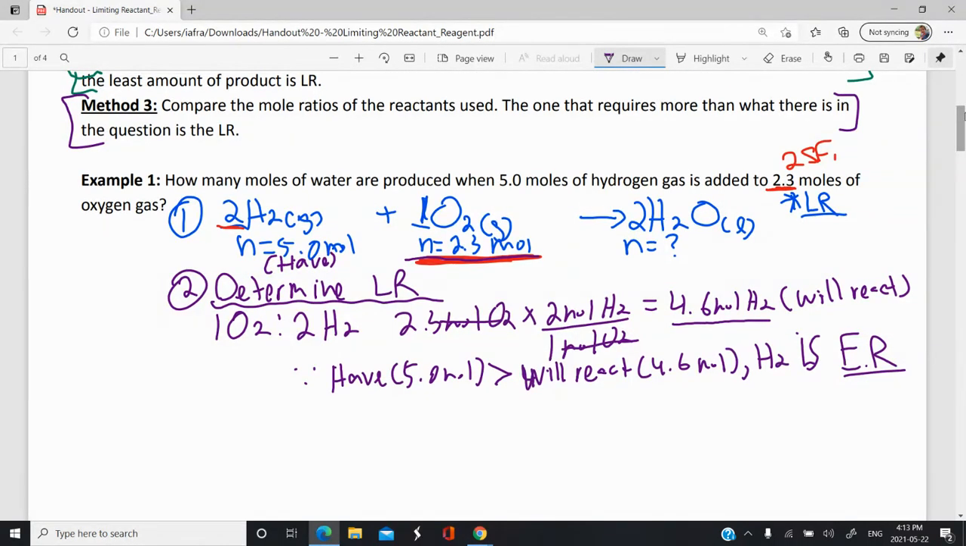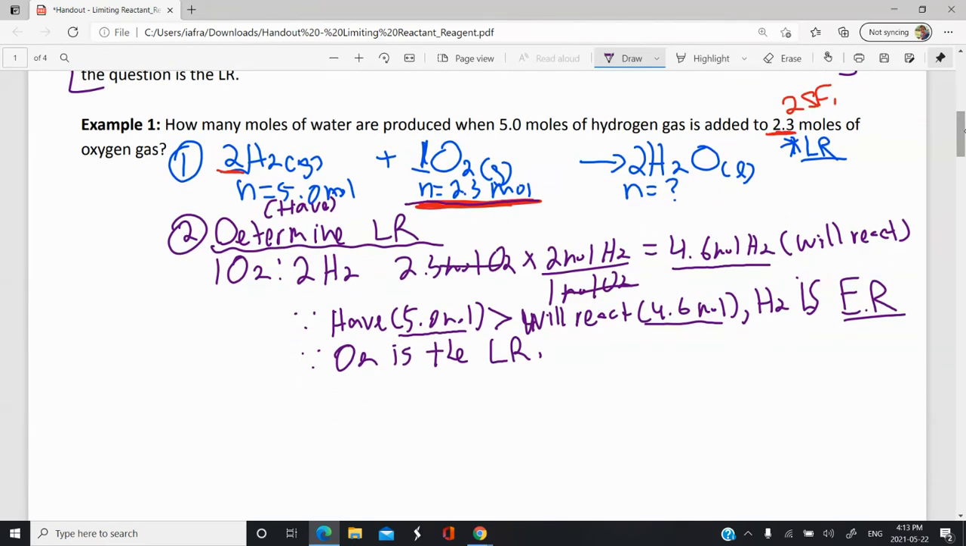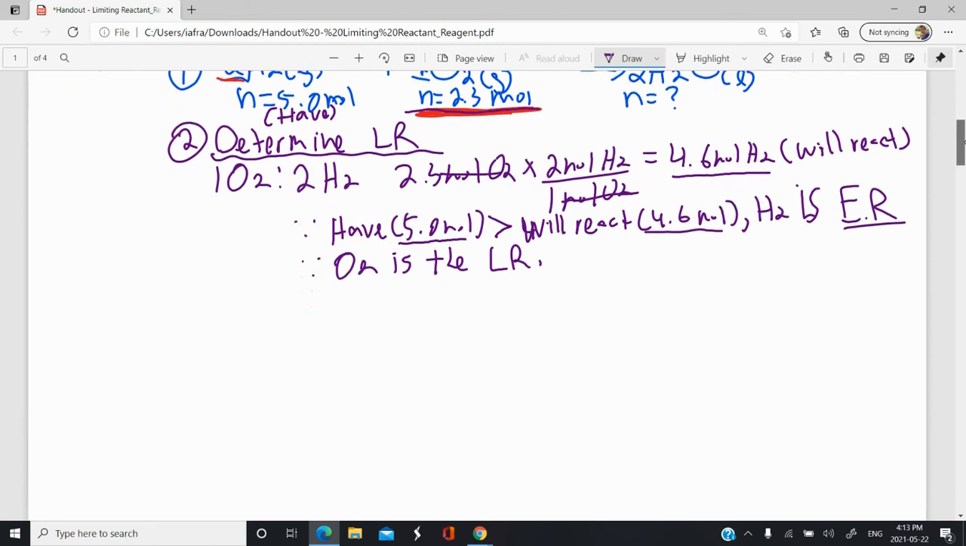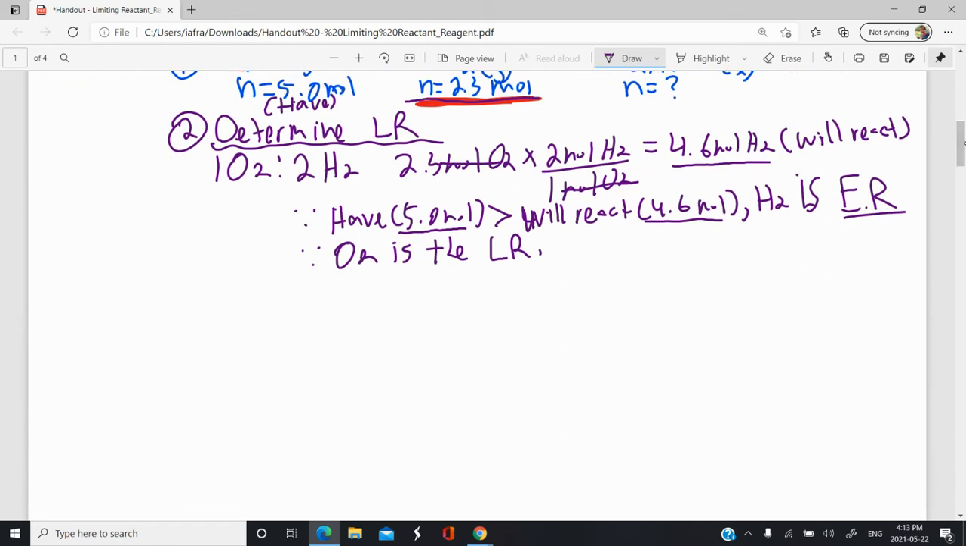And you can say, therefore, O2 is the LR. And so what you'll notice is you have about 0.4 more than what you need. It's still an excess nonetheless. So that'll be left over in your little reaction container. About 0.4 moles will be left over at the end of the reaction once everything is reacted. This is one way that you can do that. And then once you've found the limiting reactant, then it's all the same going forward.